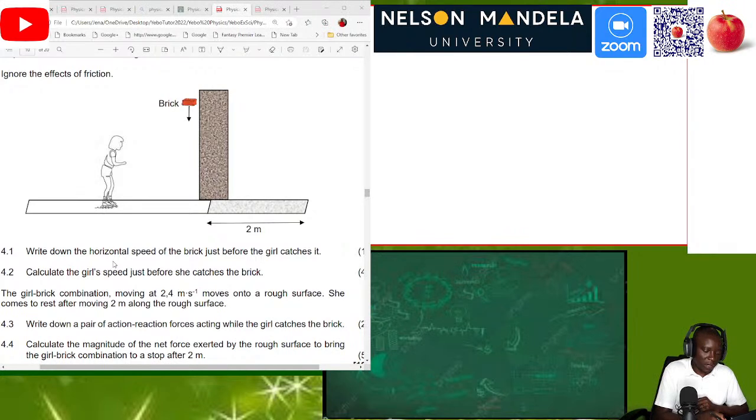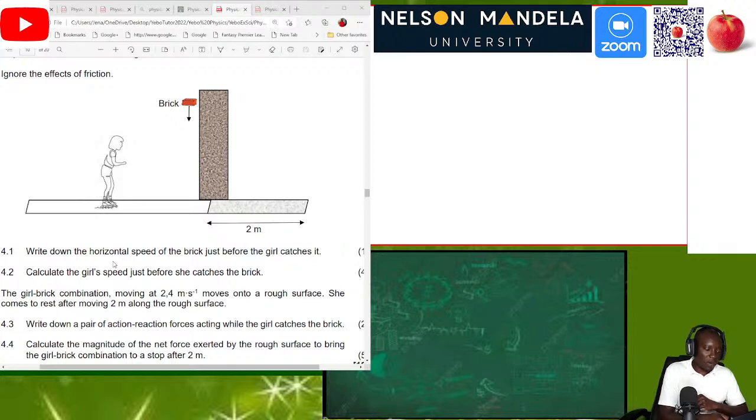Now, the question goes on to say, calculate the girl's speed just before she catches the brick. Now, there it gets interesting. What is the girl's speed just before she catches the brick? What is V1? In other words, we call that V1. So we need to find V1.